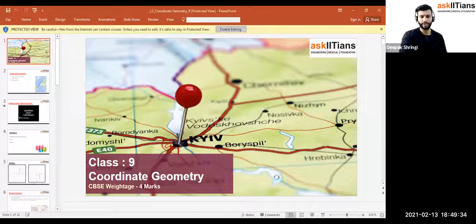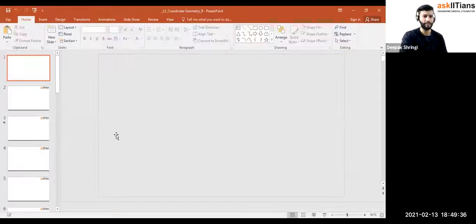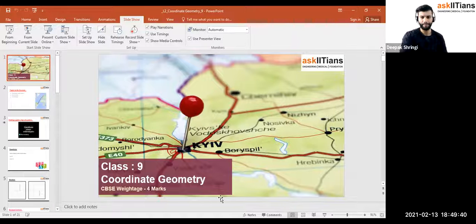Yeah, guys. So look at this. I'm enabling the feature and let's start the slideshow over there. Yeah. Okay, guys. Perfect. Just a second. Yeah. So look, guys.